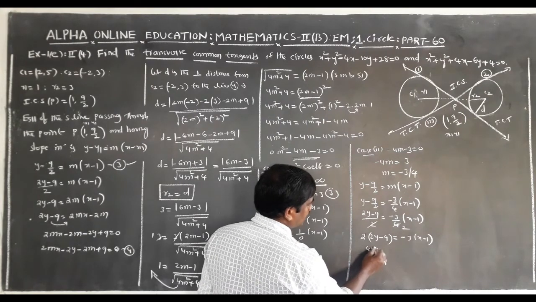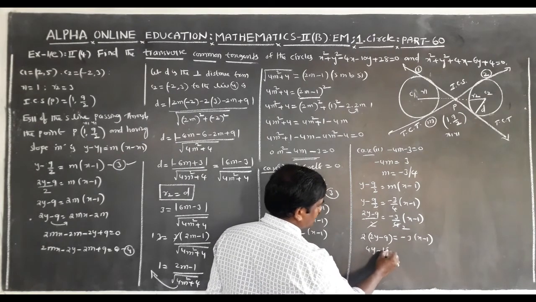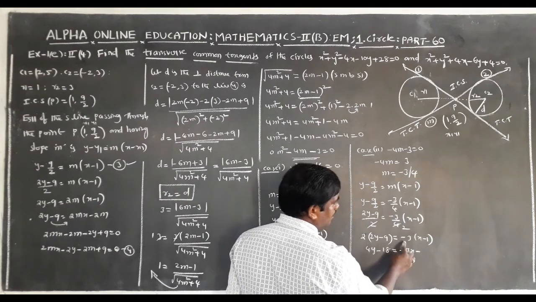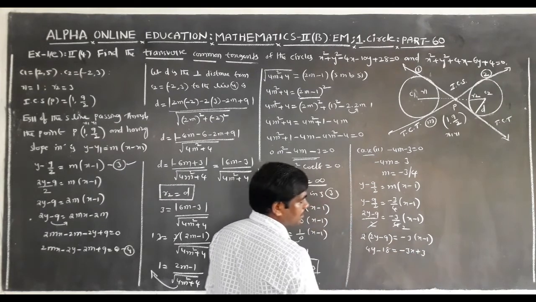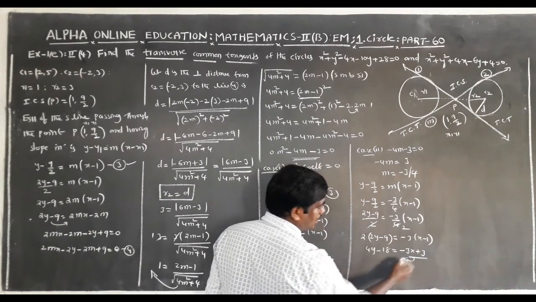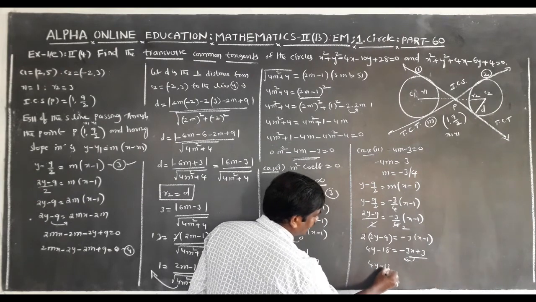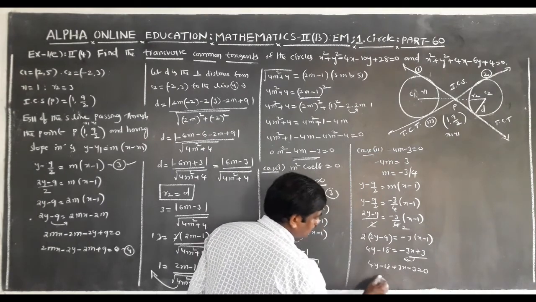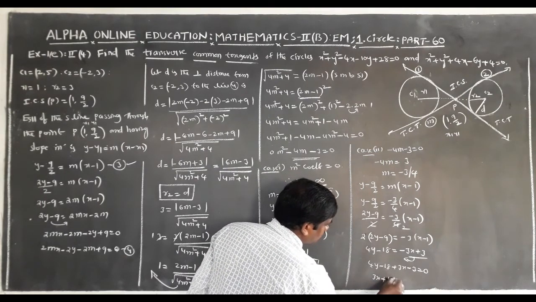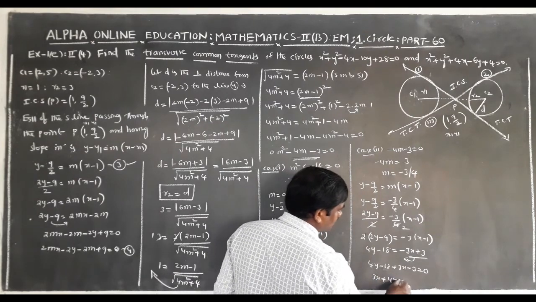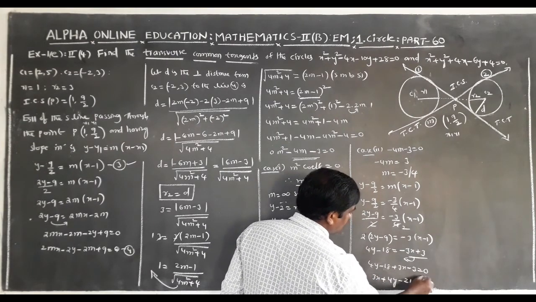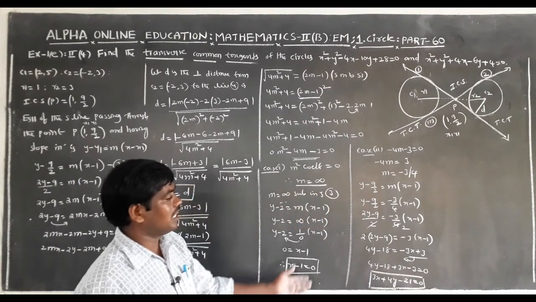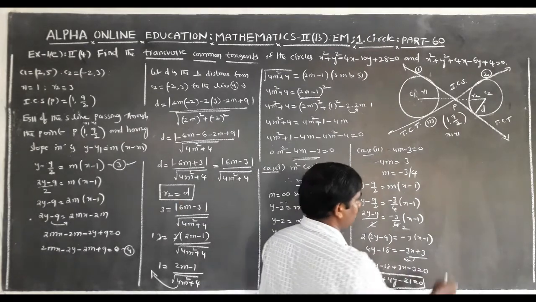2 into 2y, 4y, minus 2 9s are 18. Minus 3 into x, minus 3x. Minus 3 into minus 1, plus 3. Taking minus 3x plus 3 to the left side: 4y minus 18 plus 3x minus 3 is equal to 0. 3x plus 4y minus 18 minus 3, minus 21, is equal to 0. This is the second transverse common tangent equation.